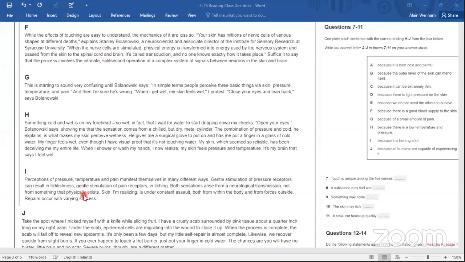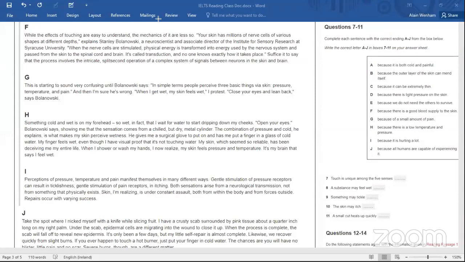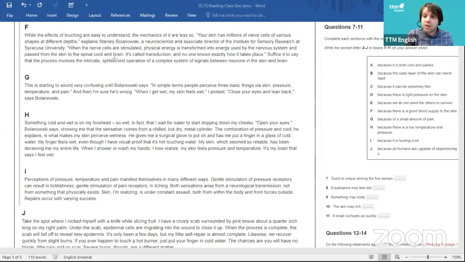Is G? Where does it say that? Where are the keywords? F, sir. Where's the keywords here? When the nerve cells are stimulated, physical energy is transferred into energy used by the nervous system and passed from the skin to the spinal cord and brain. Okay, so that's experiment, maybe there's a paraphrase of experiment, but I need this idea of a writer.